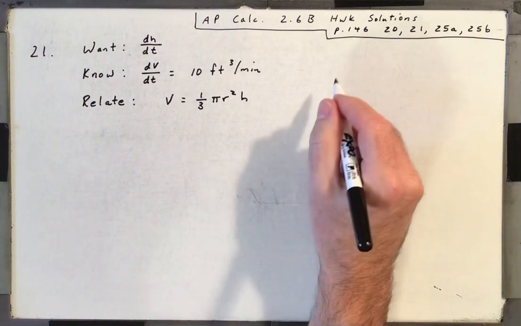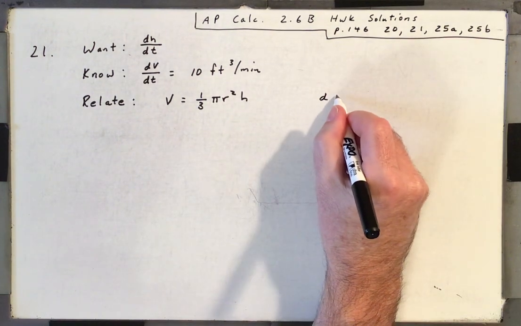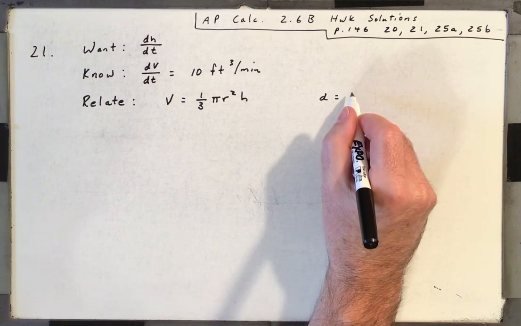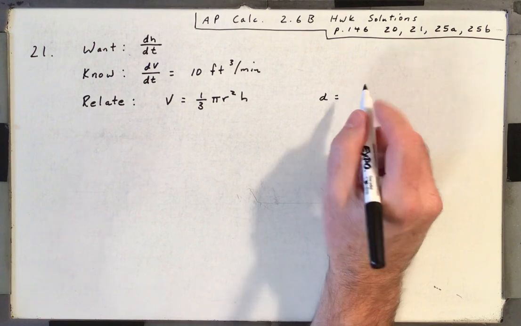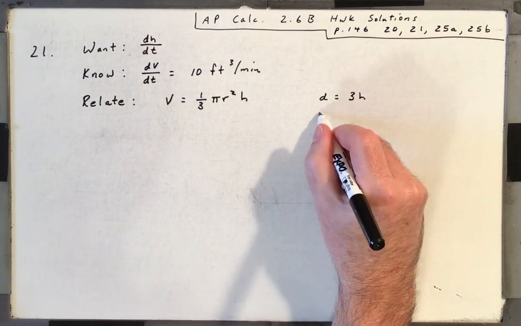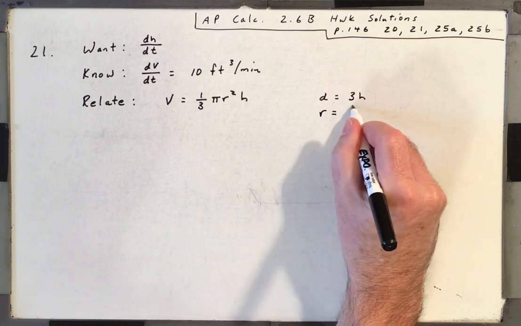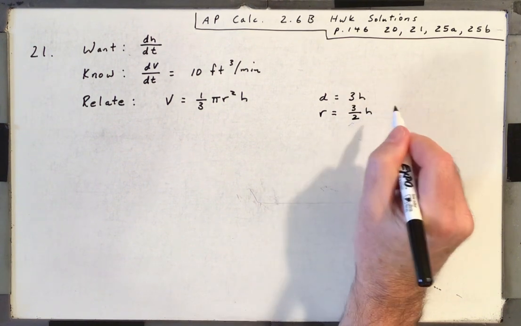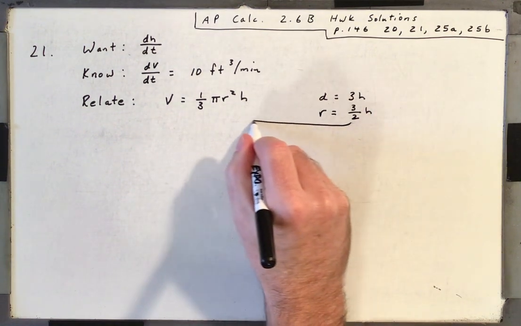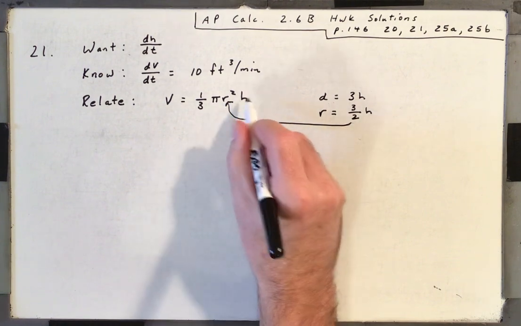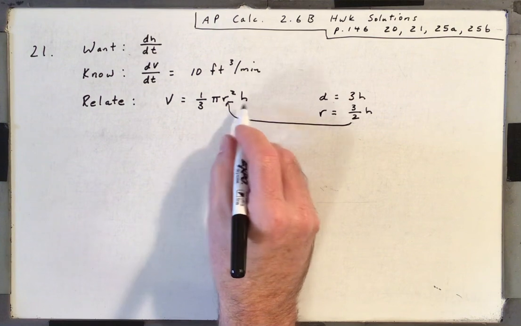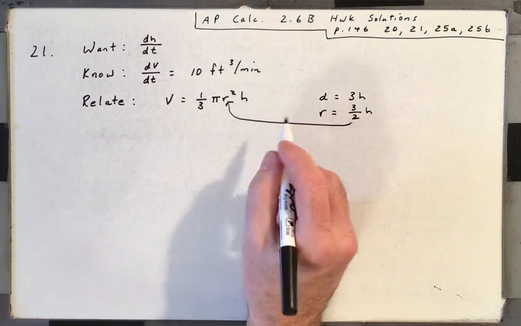Now this time we know that the diameter of the cone is equal to 3 times the height. That means radius is half of the diameter, so that would be 3/2 height. And I want to get rid of radius, so I'm going to plug in right there. We need to keep height because we're solving for dH/dt. That'll get us down to just two variables.